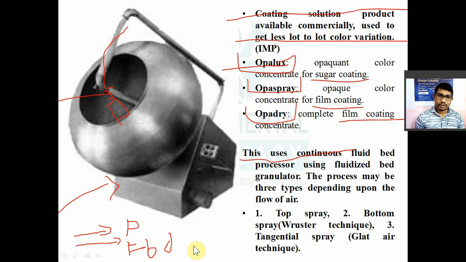So there are three types of FBD, fluidized bed granulator coating technique. Depending upon the flow of air, top spray is there, bottom spray is there, and tangential spray is there, right? So these three techniques.